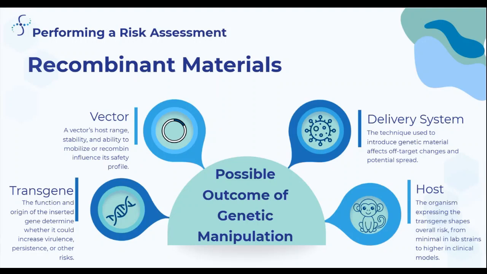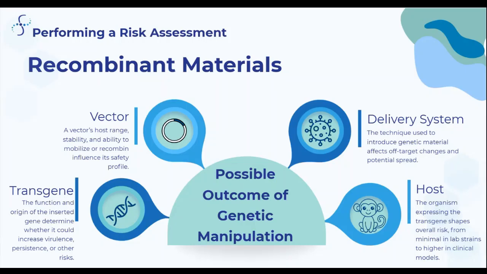The delivery method. The way genetic material is introduced affects both the likelihood of off-target changes and the risk of unintended spread. The host organism. Risk depends on where the transgene is expressed. Expression in a non-pathogenic lab strain may pose minimal concern, whereas expression in human cells or animal models may increase risk, especially if it alters cell behavior or impacts immune response.